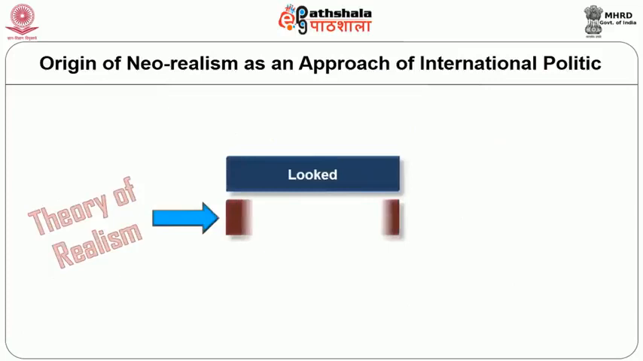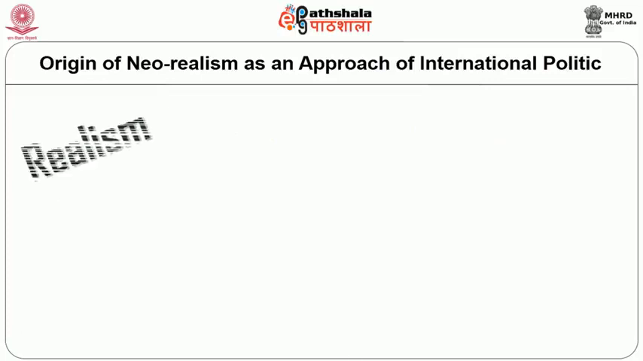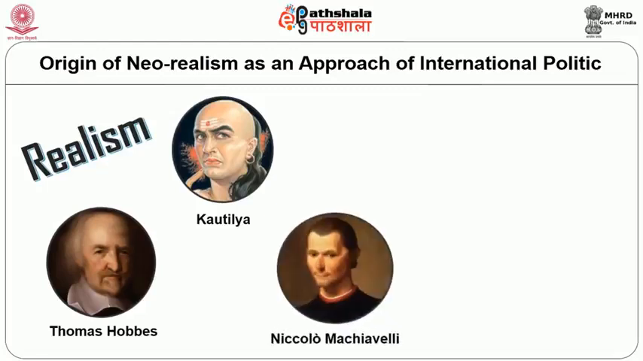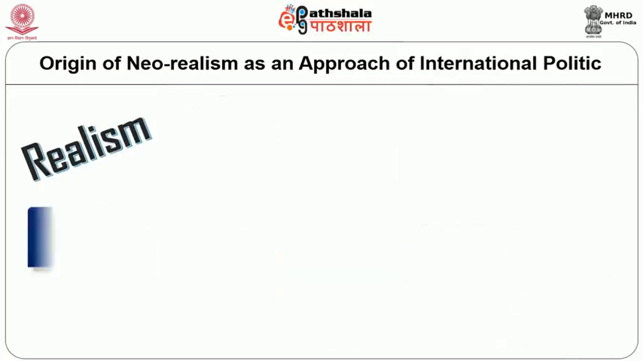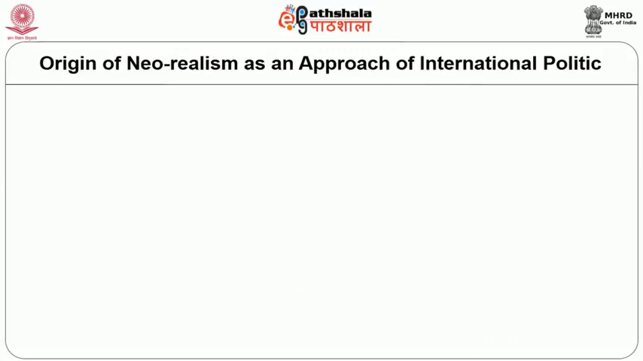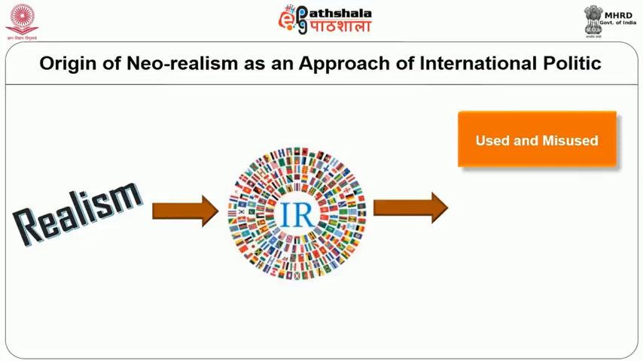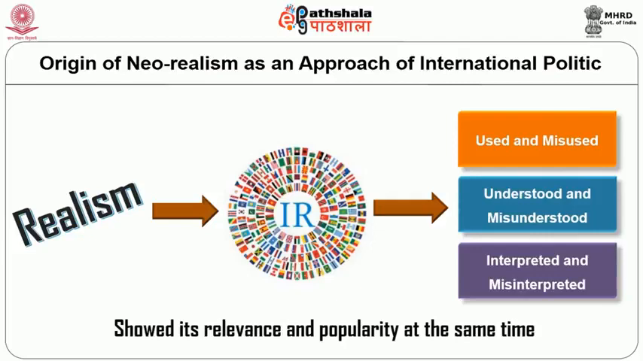The theory of realism has been looked at, understood, and categorized differently by a range of theorists. Realism as a tradition has a long history that prevails since the time of Thomas Hobbes, Machiavelli, Thucydides, Hans Morgenthau, to contemporary scholars such as Kenneth Waltz, Gilpin, and many more. Realism as a theory of international relations has widely been used and misused, understood and misunderstood, interpreted and misinterpreted, which has shown its relevance and popularity at the same time.